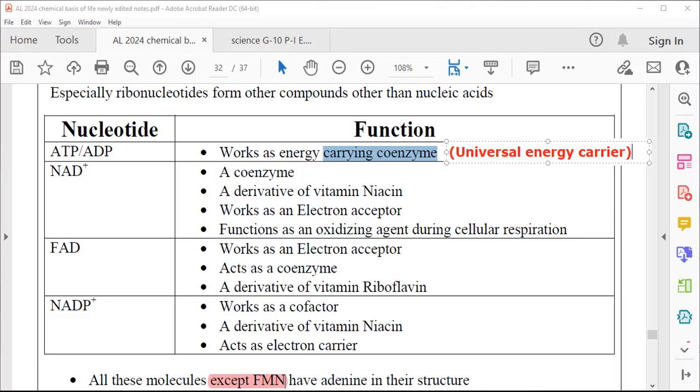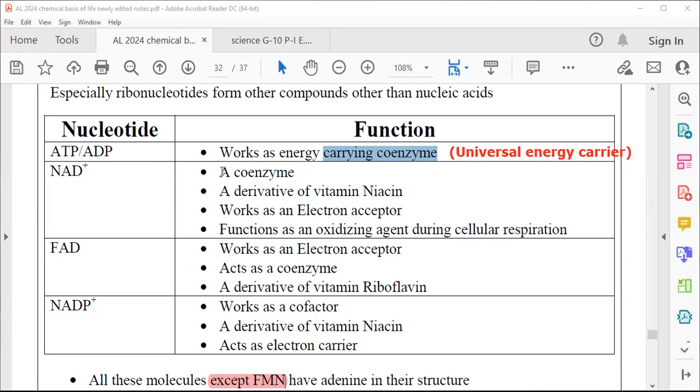Yes, sir. Right. So is ATP a coenzyme? Is ATP a coenzyme? No. Okay. It is not a coenzyme. It's an energy carrier. Universal energy carrier. Are you clear? Yes, sir. Right. Coming to the second one. Which is the molecule?